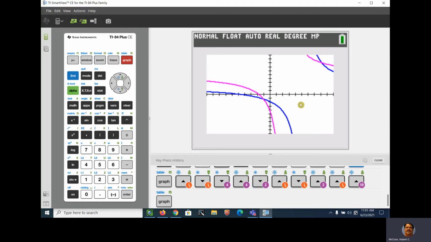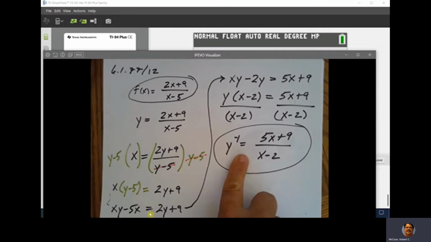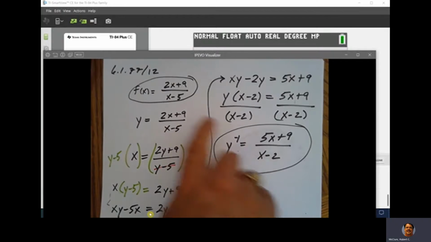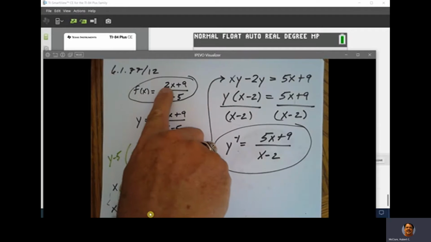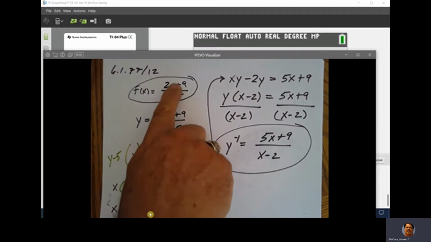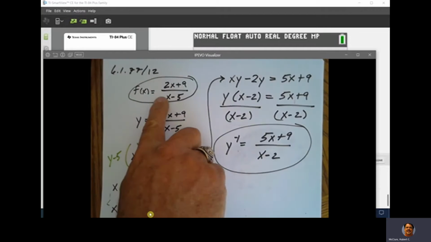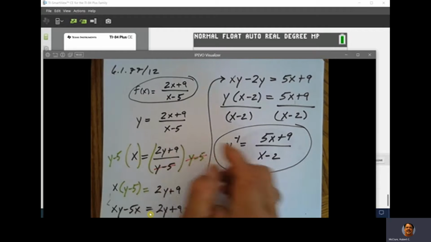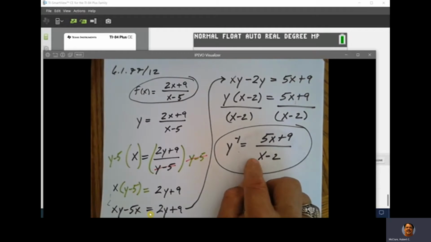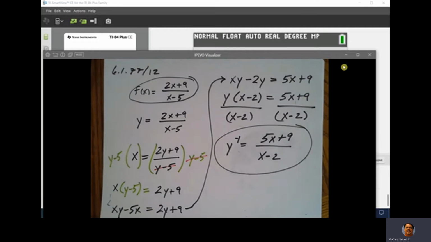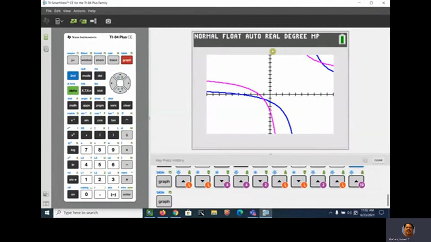Okay, so what I want you to be able to do with these is find algebraically y to the negative 1 or y inverse. And of course, find the vertical asymptote and horizontal asymptote. Since x is the first power in both, they'd be 2 over 1, and here would be 5 over 1. Those are the kind of things I want you to be able to do with inverse functions.